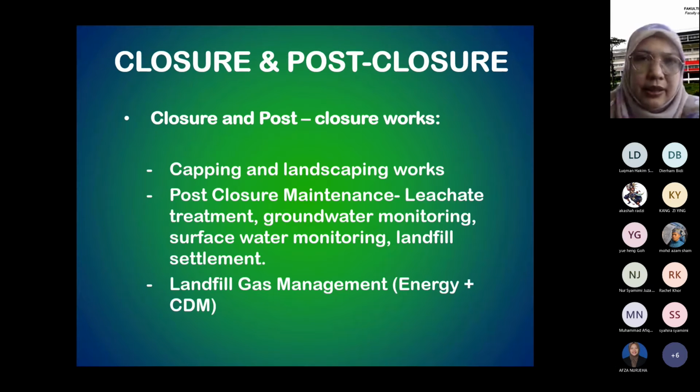Okay, what else? Closure of a landfill. Closure of a landfill will require capping, putting on the final cover, and also doing landscape work to provide grass and other small plants. Post-closure maintenance will require leachate treatment monitoring, groundwater monitoring, surface water monitoring, and landfill settlement monitoring as well. And there would normally also be landfill gas management provided.